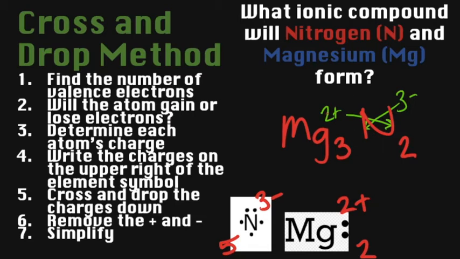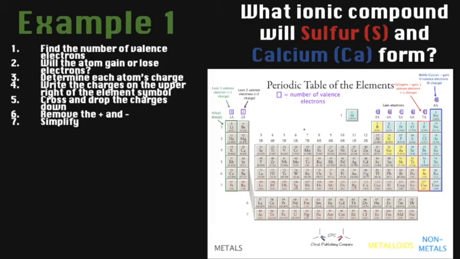And notice I didn't cross and drop the charge itself, I just crossed and dropped the number, right? Just to make things a little bit more clear here, after we cross and drop, we can erase everything, and that is our compound. So when magnesium and nitrogen come together, they're going to make Mg3N2. So let's do another example.